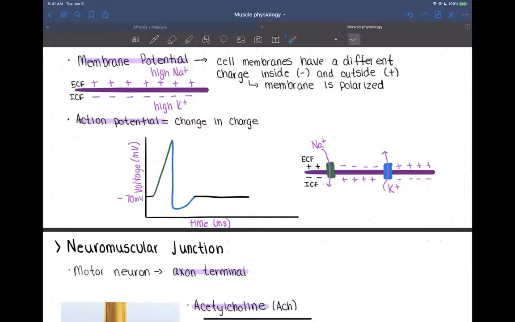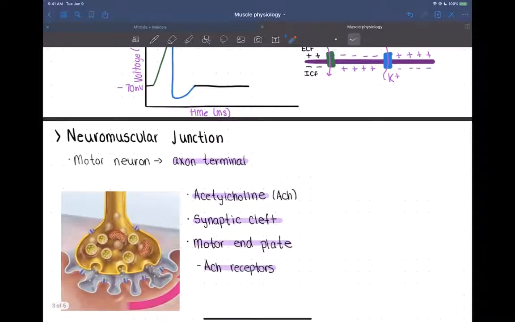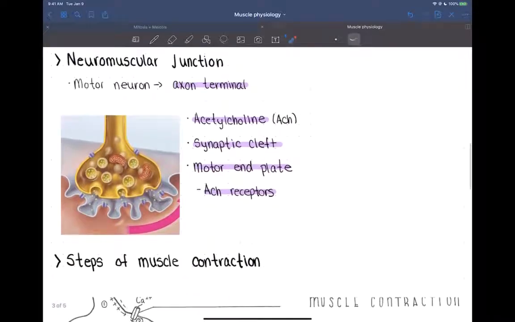Normally the membrane is negative on the inside, positive on the outside. During an action potential, it becomes positive on the inside and negative on the outside, because in this case we have sodium moving into the cell, making it positive. Then our last piece of the puzzle is, where does this electrical signal come from? It is going to come from the nervous system. We have a neuromuscular junction, and what happens here is you have a motor neuron, a specific type of neuron that communicates with skeletal muscle.